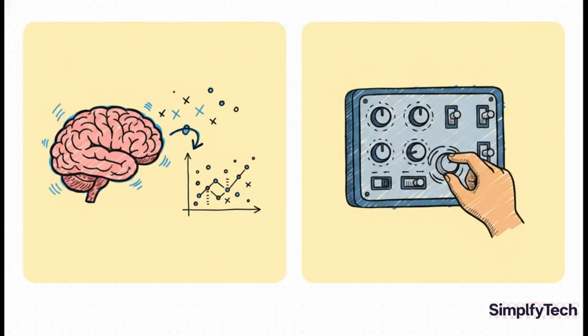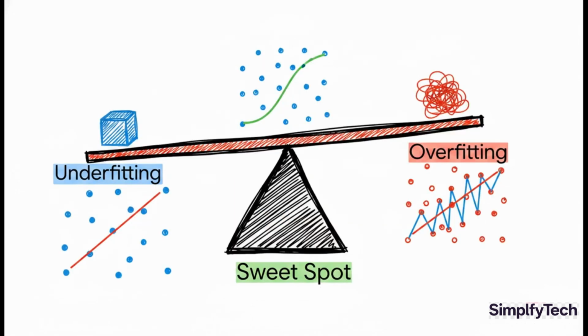To deal with curves like that, we need to get a handle on two key ideas: parameters and hyperparameters. Think of it this way. Parameters are what the model learns on its own from the data, like the slope of that line. But hyperparameters, those are the settings we control. They're the knobs and dials we get to tune before we even start the training. And turning those knobs brings us to this classic balancing act in machine learning, the bias-variance tradeoff.